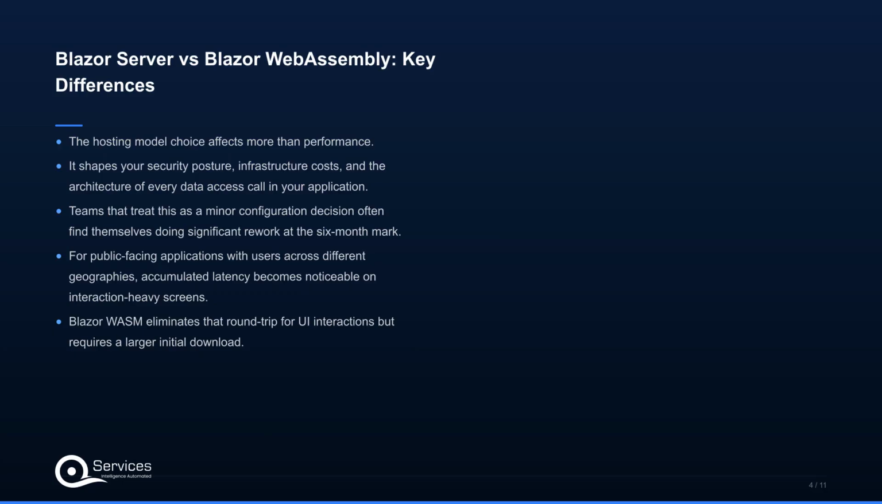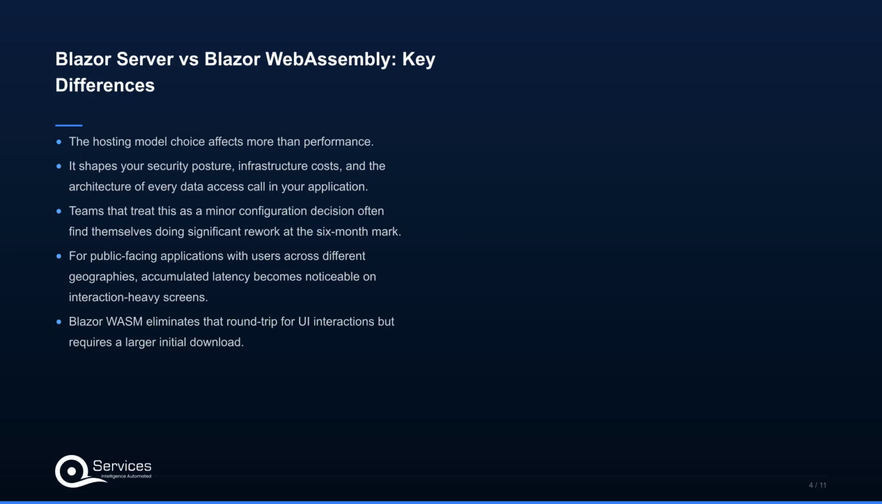The hosting model choice affects more than performance. It shapes your security posture, infrastructure costs, and the architecture of every data access call in your application. Teams that treat this as a minor configuration decision often find themselves doing significant rework at the 6-month mark. For internal enterprise tools where users are on a corporate LAN or VPN, Blazor Server's round trips typically measure 10 to 30 milliseconds and feel imperceptible.